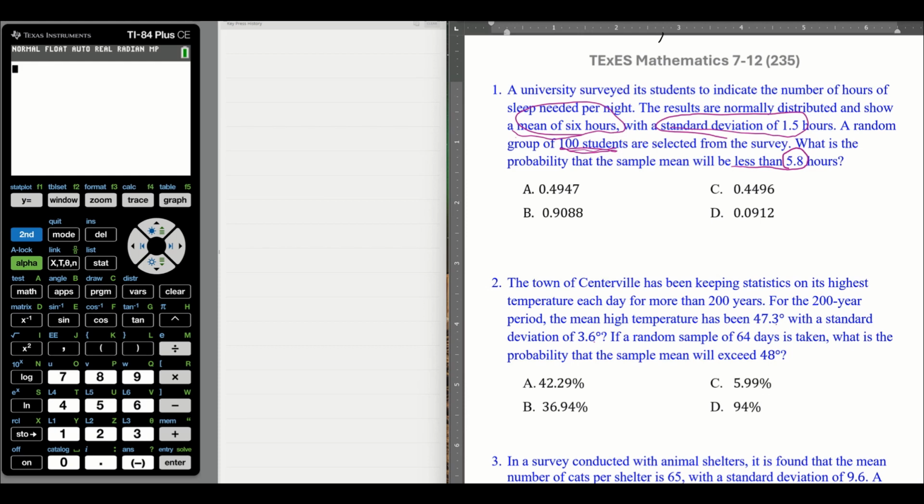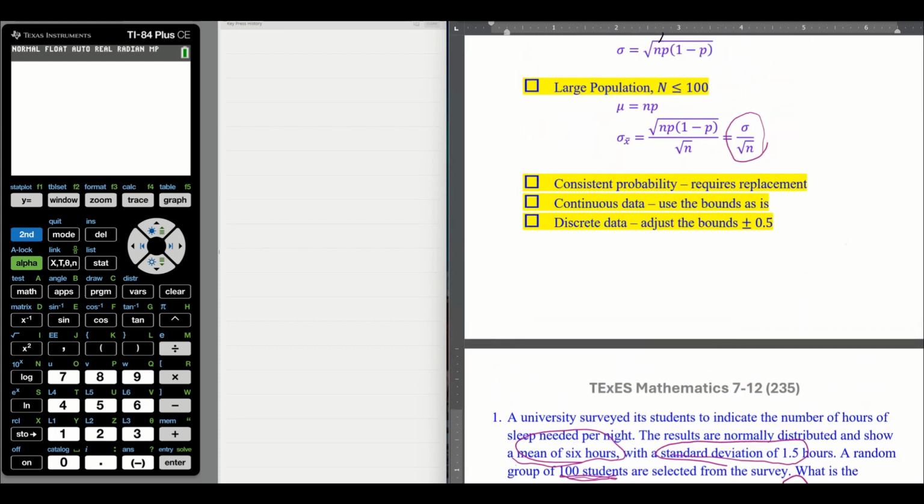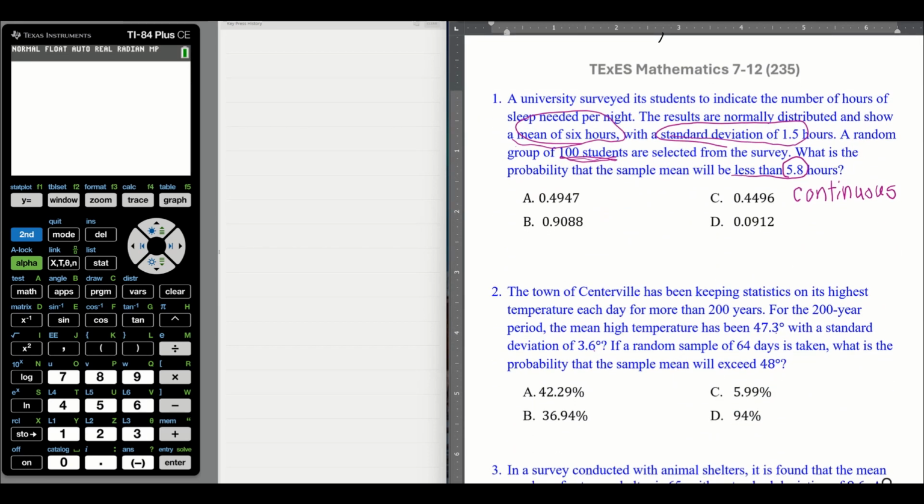Okay, this is obviously continuous because they're giving us decimals, and hours have fractional hours, from 1 hour, 1.5, and so on. We know this. Now, our sample is right at 100. Well, what do we need to do? Let's go back to our checklist. If it is 100 or less, we need to adjust our deviation to a sample deviation. So let's adjust that deviation.